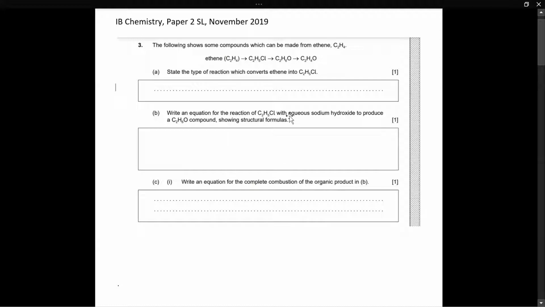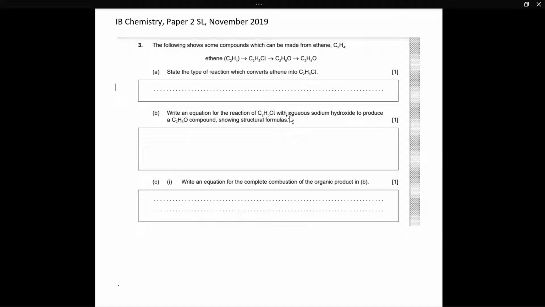All right, so this is question number 3. Let's see the question. The following shows some compounds which can be made from ethene, which is C2H4. And they've given us a series of reactions where ethene is being converted first into a halogenoalkane, and then it's being oxidized, I believe. And after that, it is undergoing further oxidation. All right. So first, state the type of reaction which converts ethene into the halogenoalkane C2H5Cl.